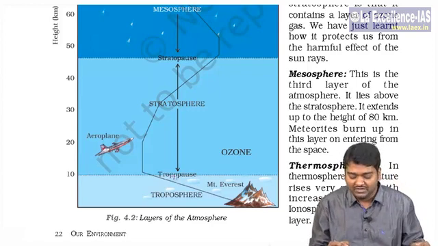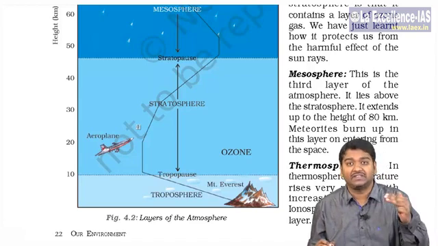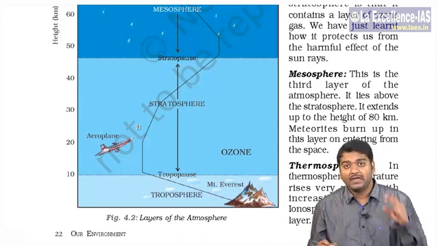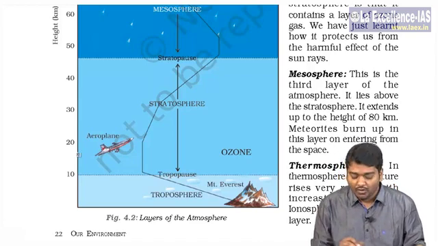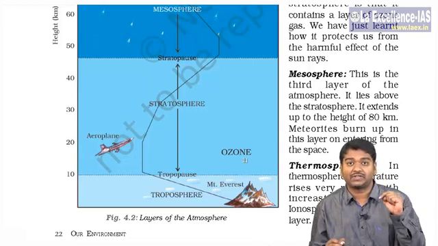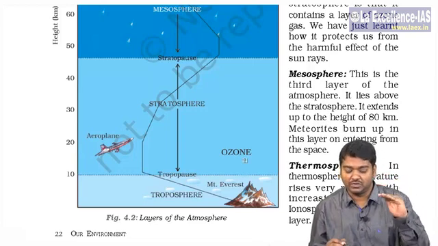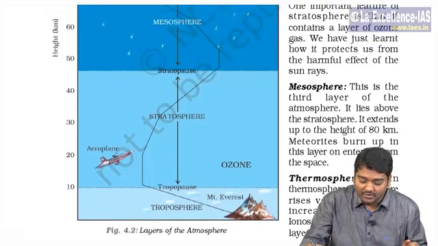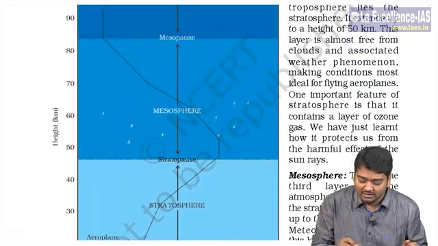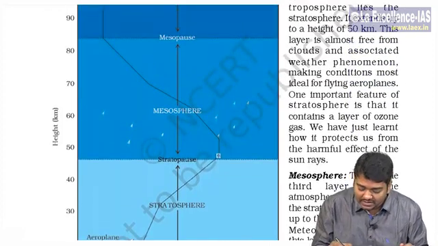Three factors: with increasing height, temperature increases in the stratosphere. Second important factor, ozone is present. Third, clouds are absent, so aircraft usually move in this region. Then when we look at the other layer, that is the mesosphere, can you see?